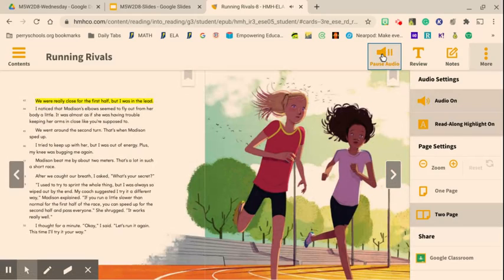We were really close for the first half, but I was in the lead. I noticed that Madison's elbows seemed to fly out from her body a little. It was almost as if she was having trouble keeping her arms in close like you're supposed to. We went around the second turn. That's when Madison sped up. I tried to keep up with her, but I was out of energy. Plus, my knee was bugging me again. Madison beat me by about 2 meters. That's a lot in such a short race.